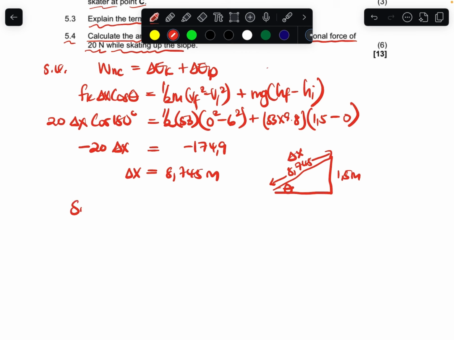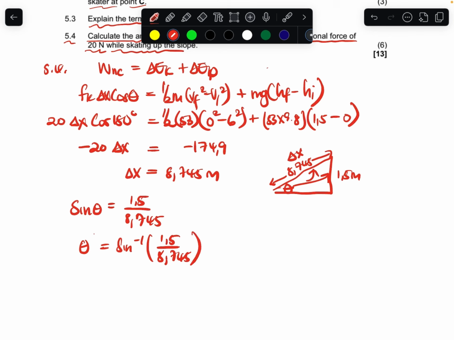So what are we going to do now? We're going to say sine theta is equal to opposite over hypotenuse. The opposite is 1.5, that's the height, divided by the hypotenuse, which is the change in x, which is 8.745. And then we're going to do the second function, the arcsine. It's 1.5 over 8.745. In your calculator you press shift, and then your angle there is going to be 9.88 degrees.